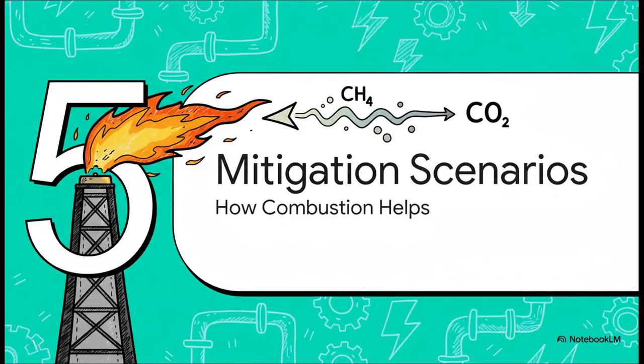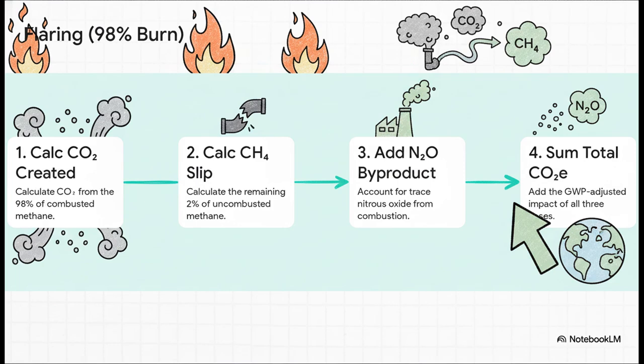So what happens if we don't just let the gas go? What happens if we actually burn it? Well, this is the whole idea behind mitigation. The goal is to chemically change that really high-impact methane, CH4, into much lower-impact carbon dioxide, CO2. Now, for flaring, the math gets a little more involved. Most of the methane turns into CO2, which is good, but a little bit, maybe 2% in this scenario, slips through unburned. We also create a tiny, tiny amount of nitrous oxide. So we've got to calculate the impact from all three of those gases and add them up.